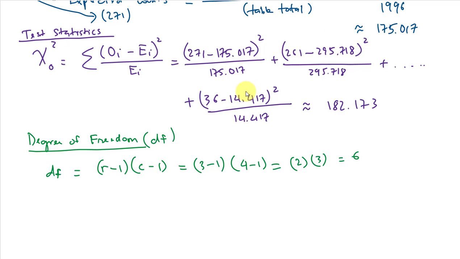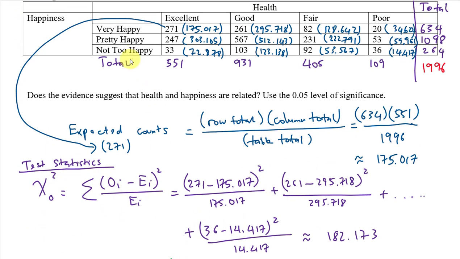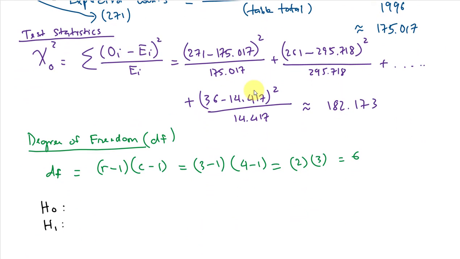So at this point, I think it is good that we recall what the null hypothesis is again and what the alternative hypothesis is, H0 and H1. As I mentioned in the beginning, the null hypothesis is that the variables are not associated, or they are independent, and the alternative hypothesis is that the variables are dependent. In this case, we have two variables, happiness and health.